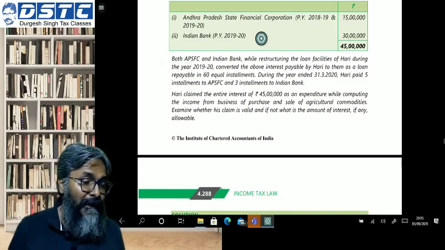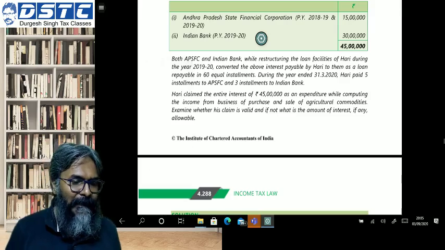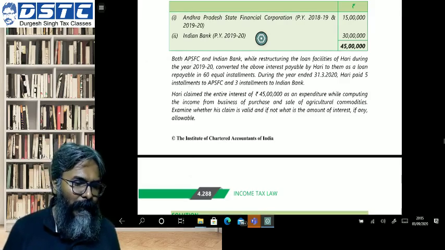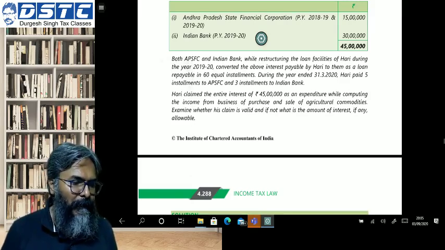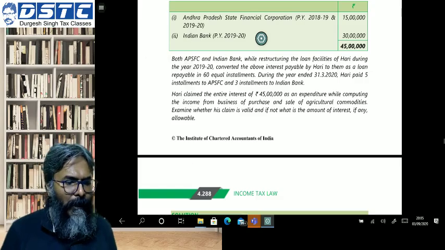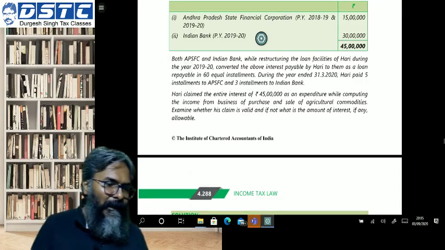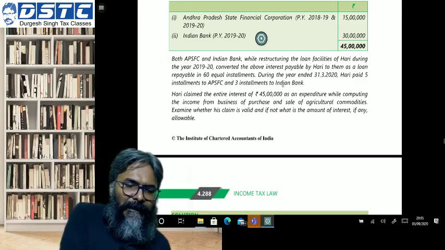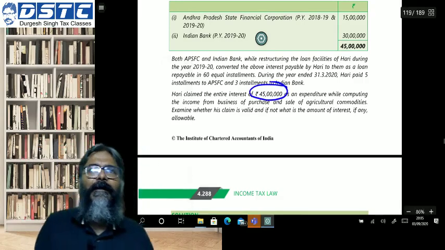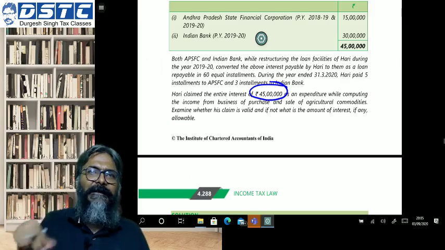Hari claimed the entire interest of 45 lakhs as an expenditure while computing the income from the head PGBP. Okay, so first of all, we all know what he has done: just because in the year 2019-20 the conversion has taken place, he has taken the deduction.